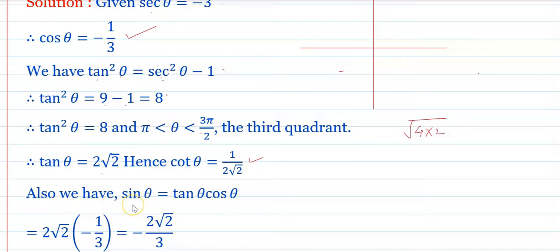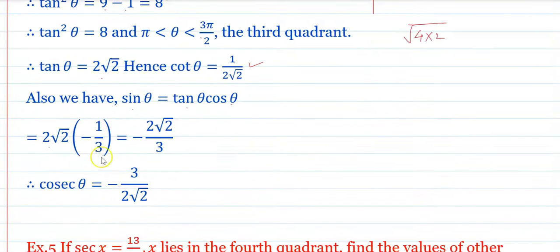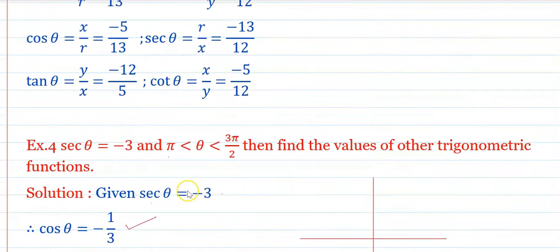Also, we have sin theta is equal to tan theta into cos theta. See, we put in the value of tan theta, that is 2 root 2, and cos theta is minus 1 upon 3. And if we simplify, that is 2 root 2 into minus 1, you will get minus 2 root 2 upon 3. And hence, this is the value of sin theta. Minus 2 root 2 upon 3. What about its reciprocal? Cosec theta. Cosec theta is equal to minus 3 upon 2 root 2. And these are the values. Okay.